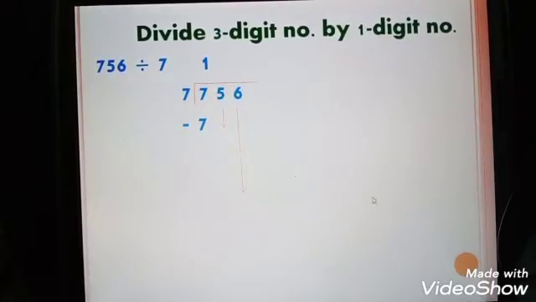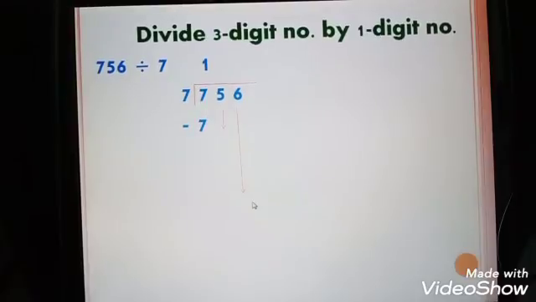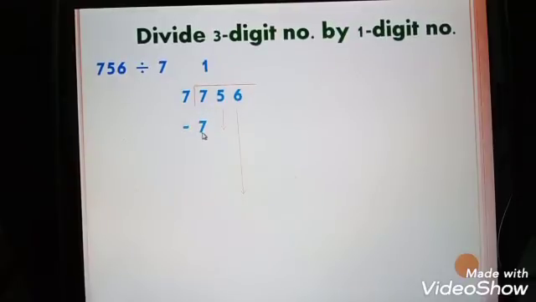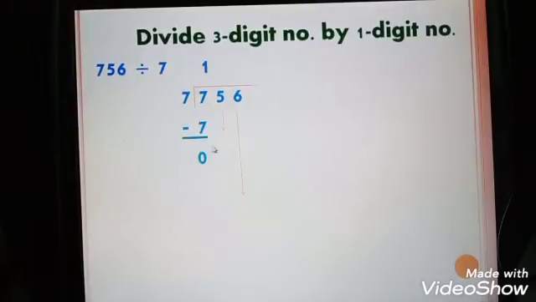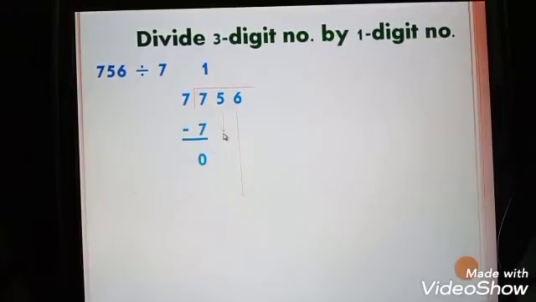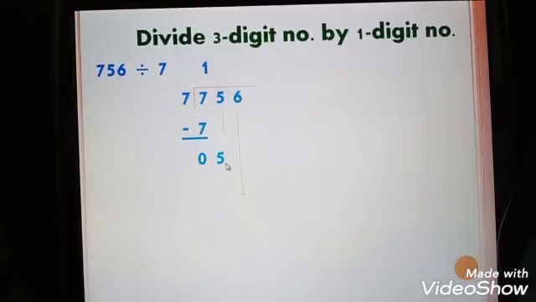756 divided by 7. So, now here you can see in table of 7, 7 comes. So, we can write 7 1 are 7 and subtract now. So, 7 minus 7 is 0. Now, borrow 5. Now, you can see in table of 7, 5 will not come.